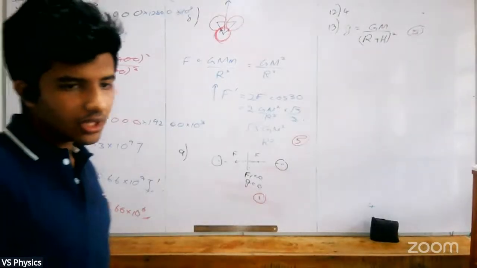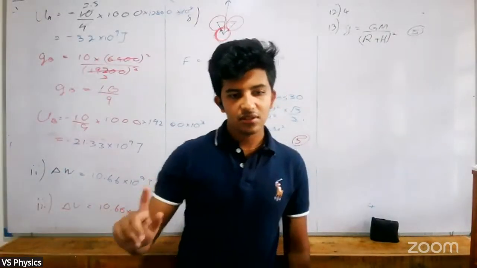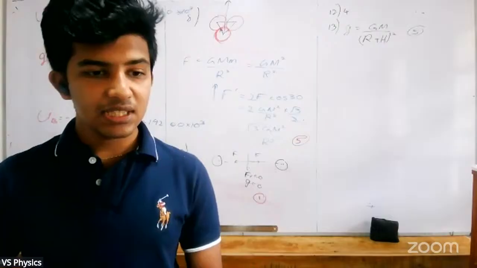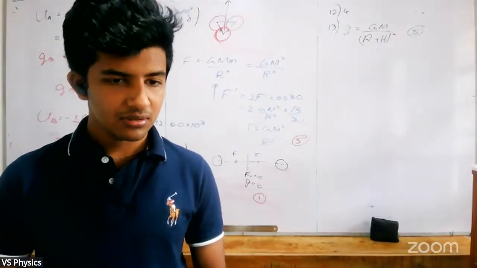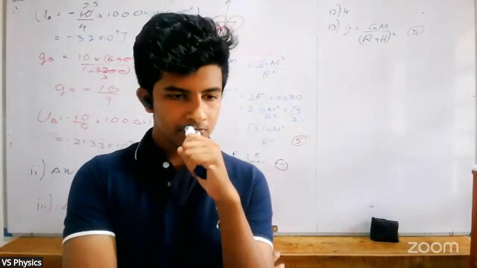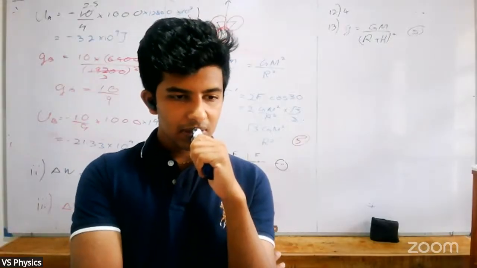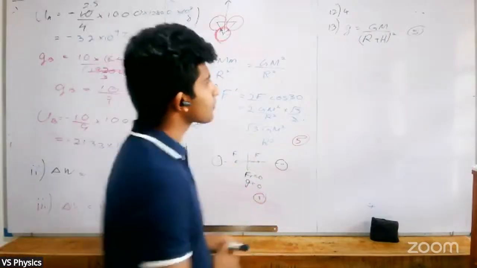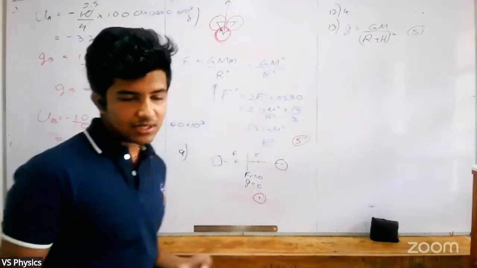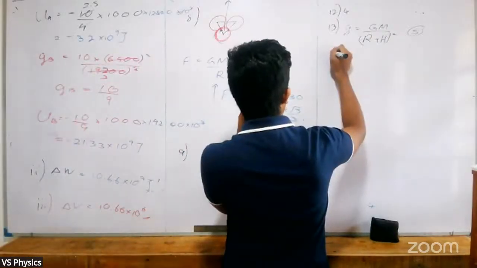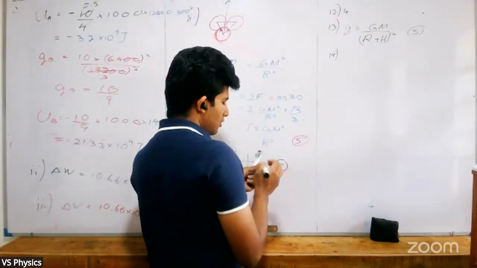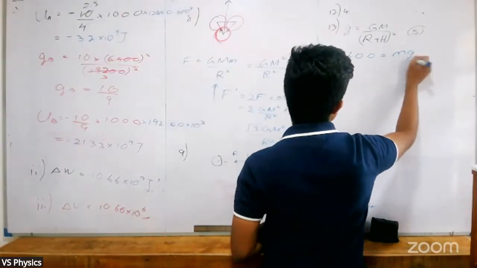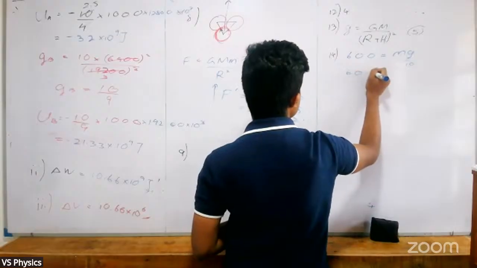Next, the weight of a person is 600 newtons. What is the weight of the same person on a planet with one-fifth the density and four times the radius? Let's try. First, we have to find the gravitational acceleration. Why? Because we have figured out 600 is equal to mg, and this g is 10. Therefore, we can say the mass is 60.